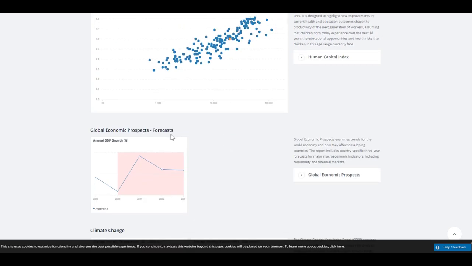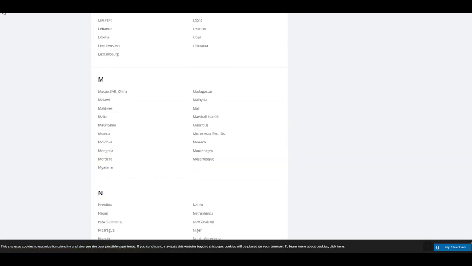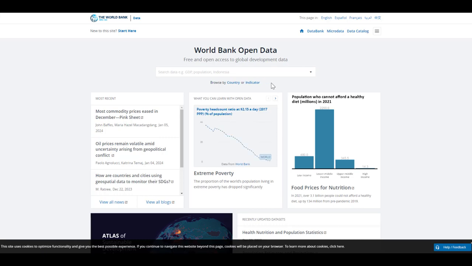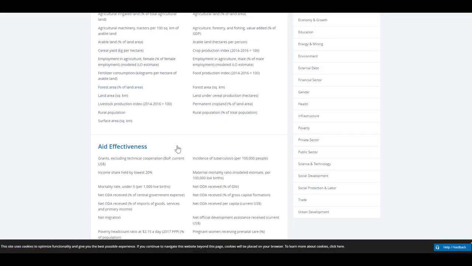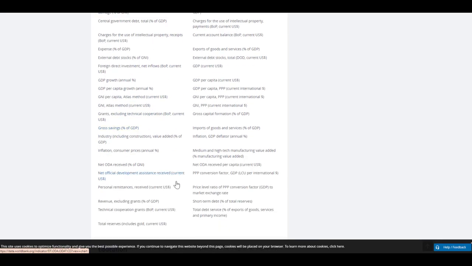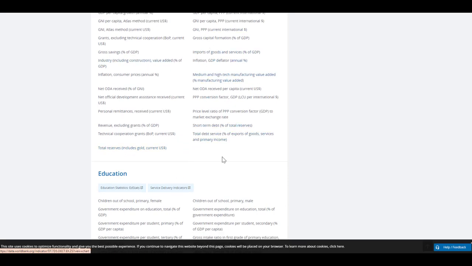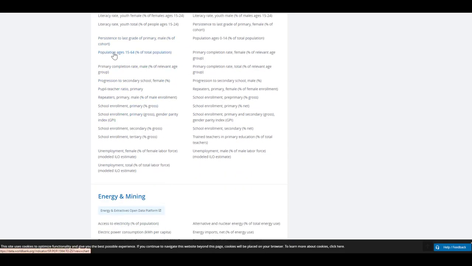There's also the Global Economic Prospects forecast, the annual GDP growth percentage. I can look at where it was in 2019 and where it pretty much is now. There's even climate change. This is a really good place where you can go look at information. Again, we were looking at the country section, or I can go look by indicator. These are all sorts of indicators if you want to focus in on one of them. You might want to scroll down and look at economy and growth. This is going to be important information, and you can click to those certain sections. There's lots and lots of information here. Education, population, here's population.